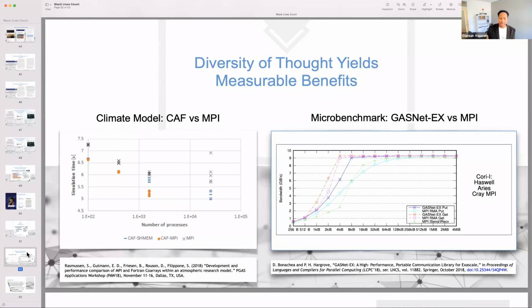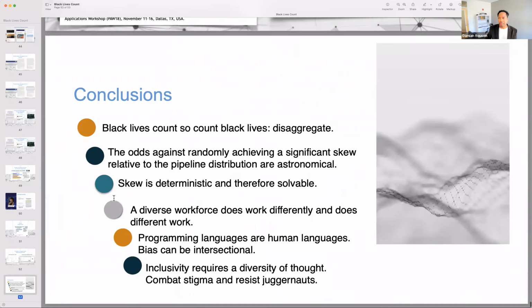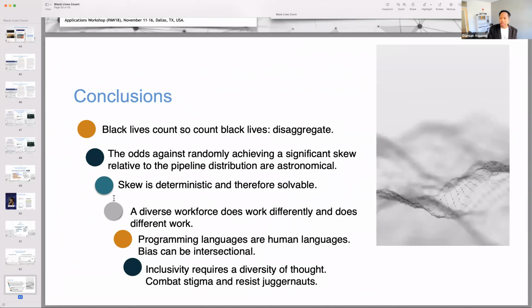So we need to think about diversity of thought. How do we do things that go against the norm? And that, I think, will also support better results and diversity in a technical sense. So to conclude, Black lives count. So let's count Black lives. Let's disaggregate our data so that we can see that group distinctly.